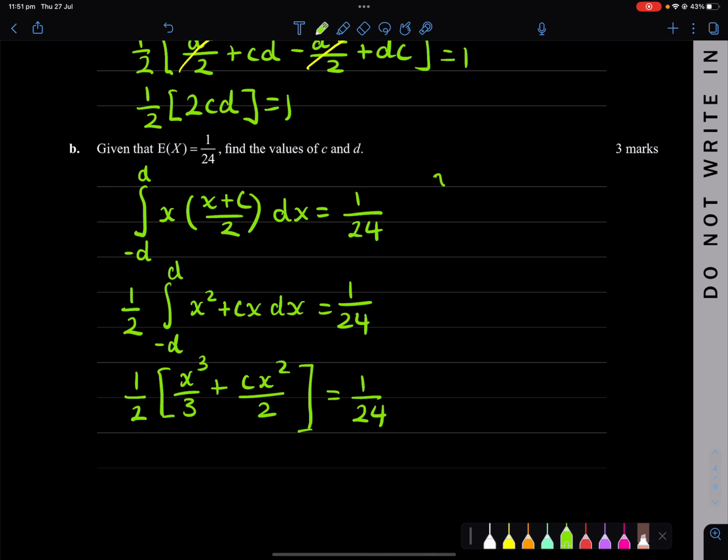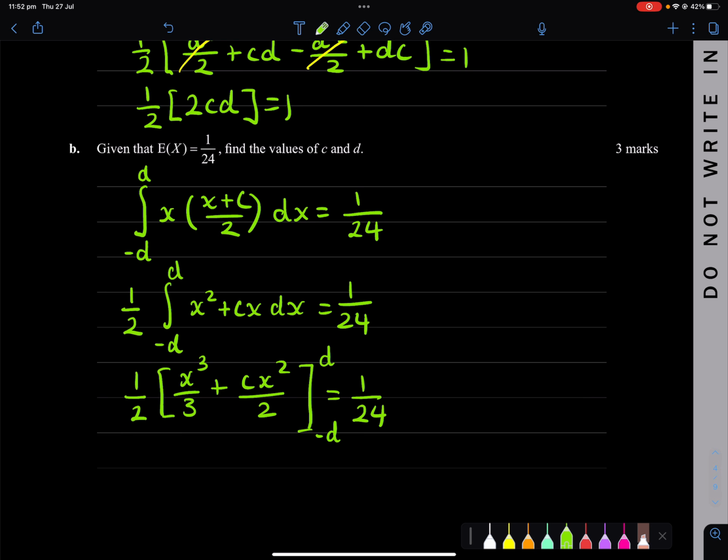So, x cubed over 6 plus cx squared over 4 equals 1 over 24. Okay. Oh my god, I was so confused. I'm just like, what's happening? Okay, what am I doing? I forgot those values, negative d to d. That's why I'm just confused. I'm like, okay. Careful. Let's do this slowly.